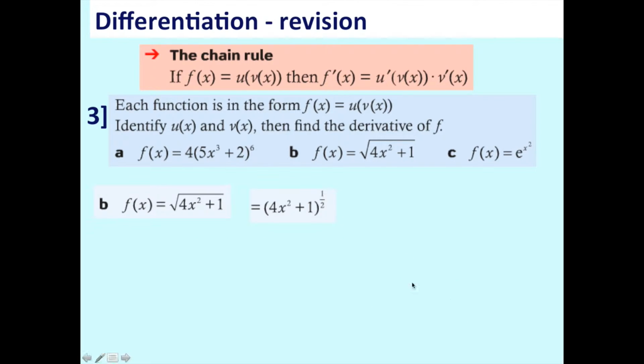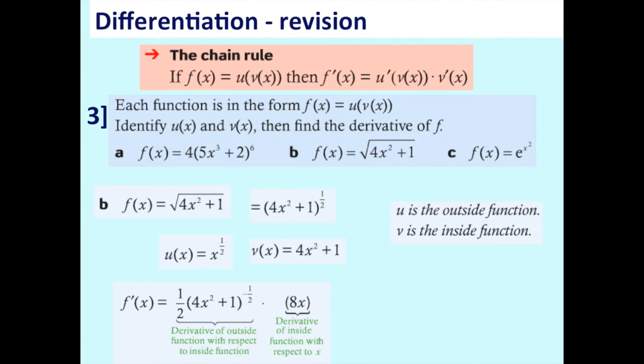Part B, again, it's just a case of recognizing that when we've got a root, we can express that as a power, and then just recognizing your two components, u of x is just going to be x to the power half, v of x therefore is going to be 4x squared plus 1, derivative of this is half x to the power negative half, and then we substitute back in here for v of x and multiply that by the derivative here of v of x.